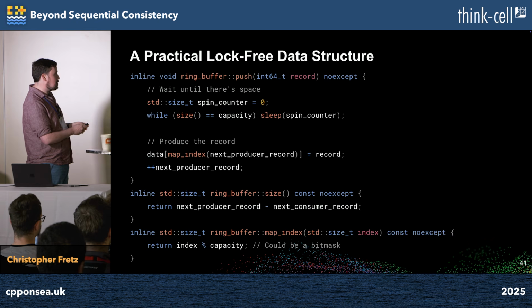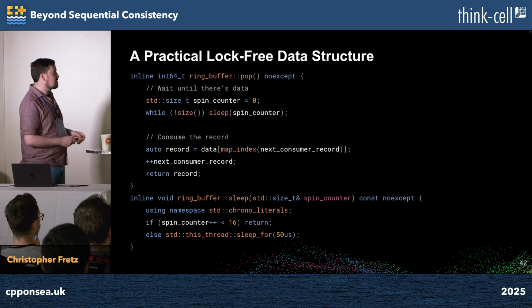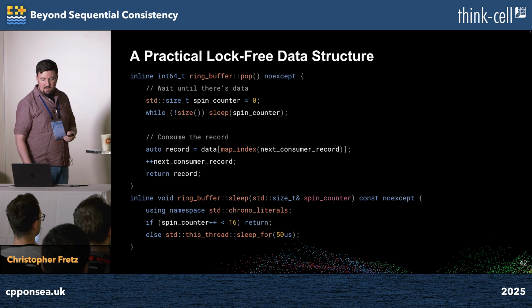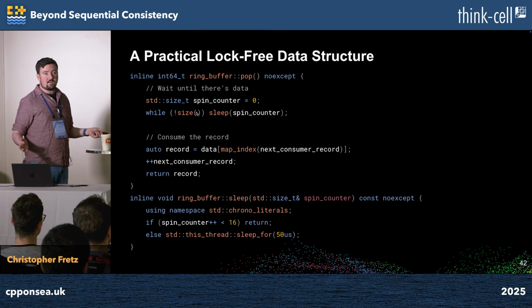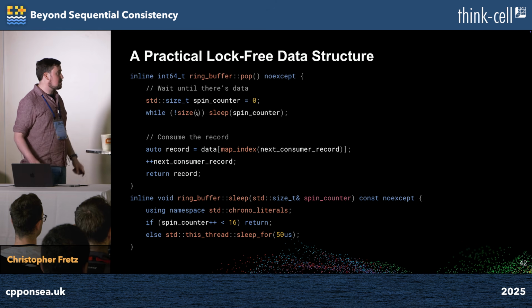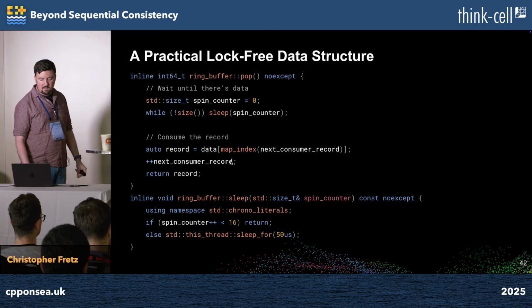Like to move back and forth between them, you can see there's really not too many differences. The main difference here is that this one sleeps as long as the size is 0. That means that there's no data in the queue. But then afterwards, we just pull a record out of our consumer index and then increment the consumer record. And again, this is going to be sequential consistency.